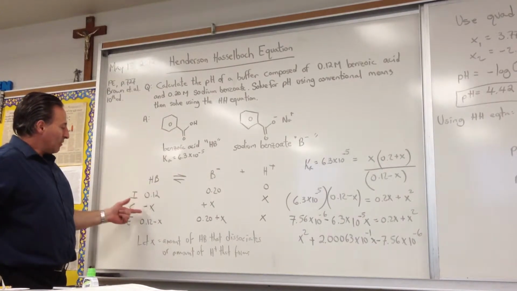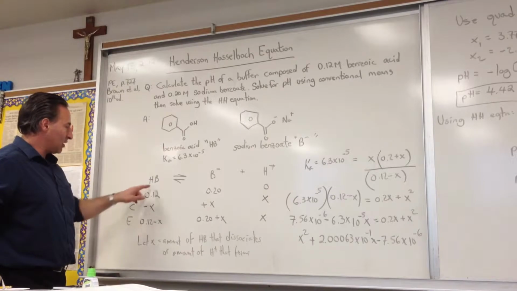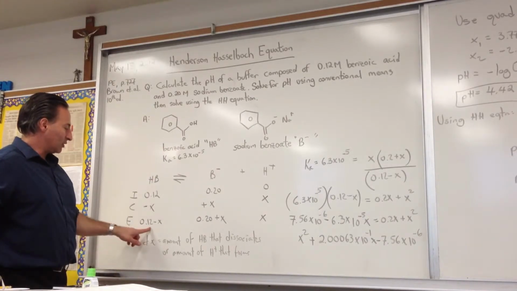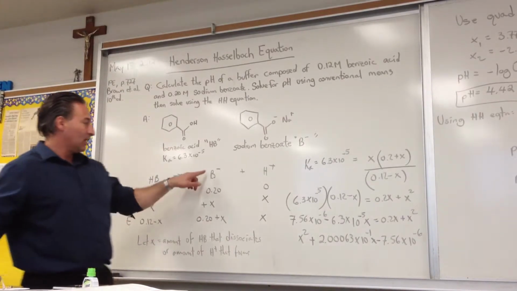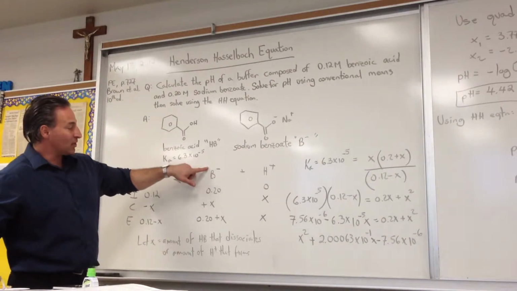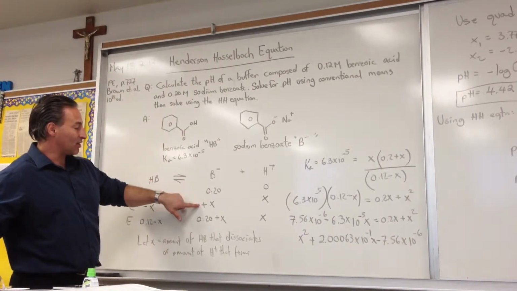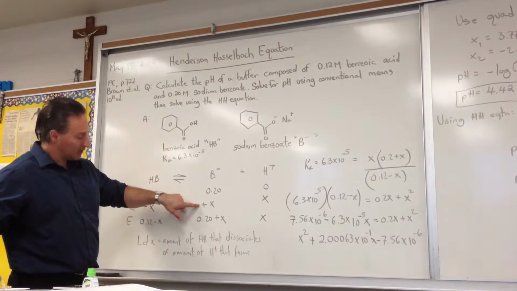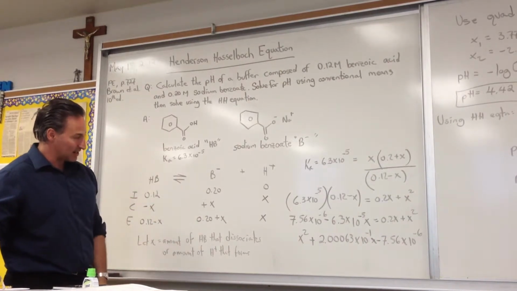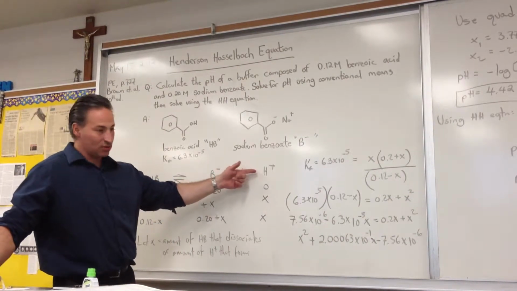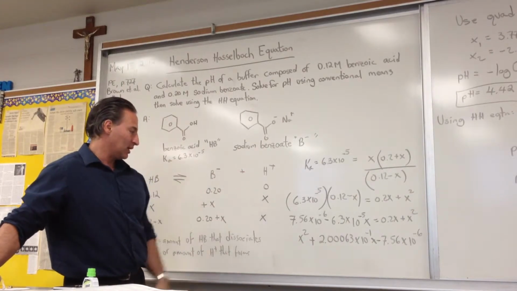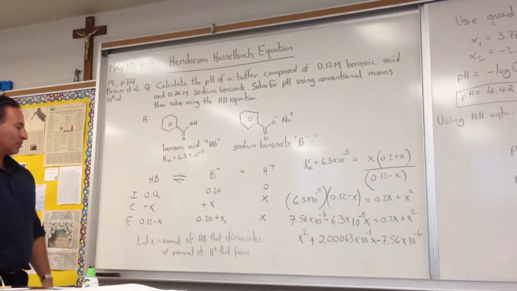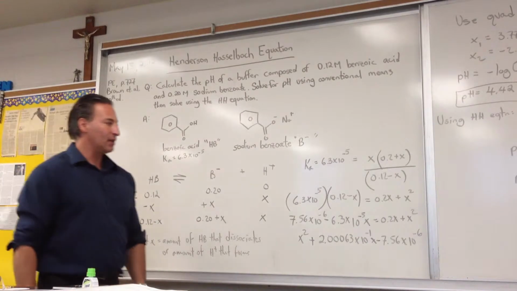We're going to pretend that an amount X has dissociated of the benzoic acid, so that our equilibrium is 0.12 minus X, which is going to generate more benzoate anion, so that's going to increase the concentration of benzoate by plus X, so the equilibrium is 0.2 plus X, and the proton concentration is going to go from 0 to X. That gives us all three equilibrium conditions, and we'll set up our equation.